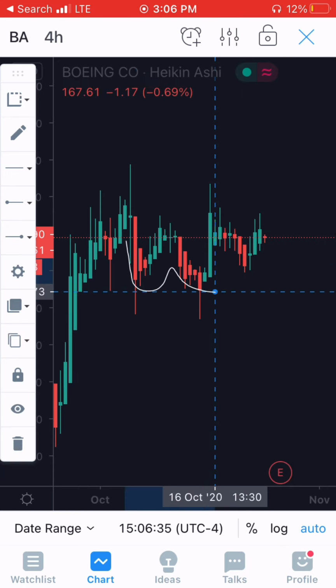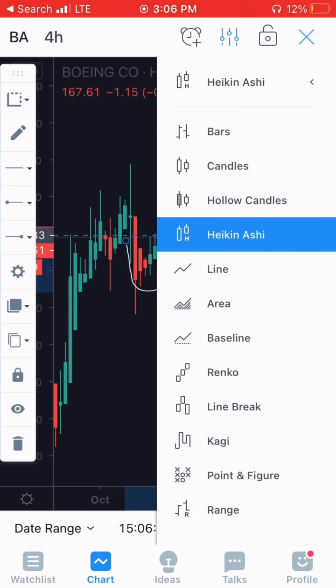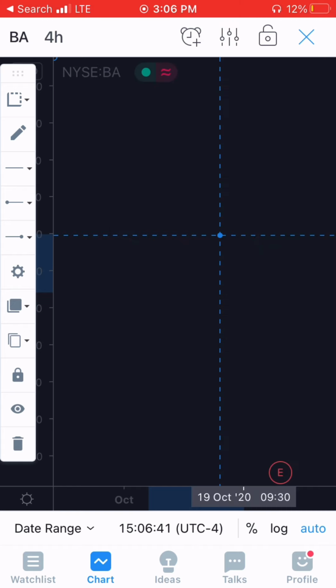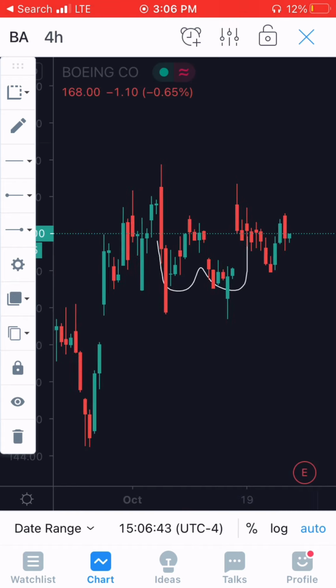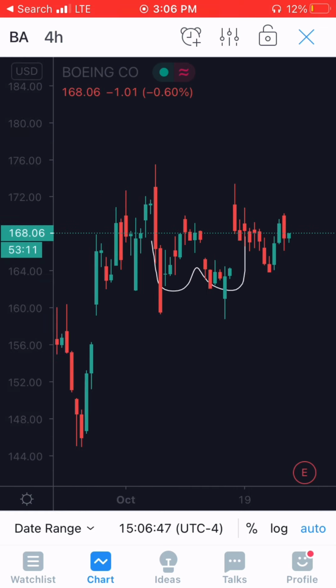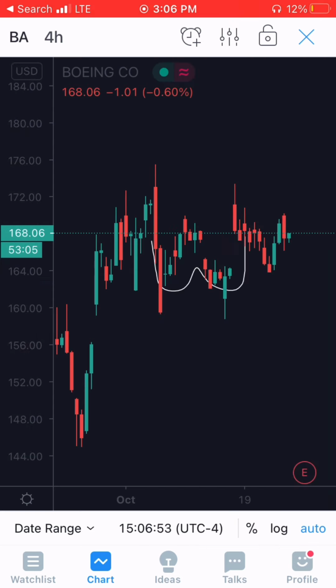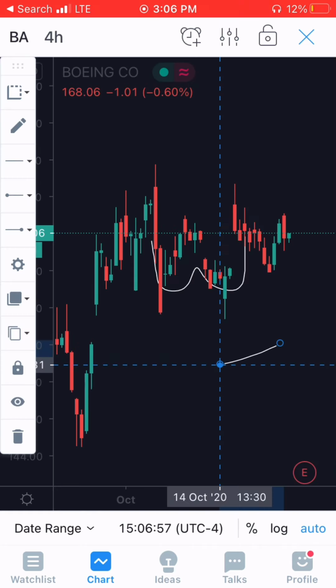So as you see right here, you can see it clear as day, a nice W pattern, which is going to insinuate price moving up. But if you were to look at where the candles is, with all these spaces and all these crazy wicks and stuff, it's way harder to notice any W's. So for me, I go to the candles and I would change it to Heikin Ashi.